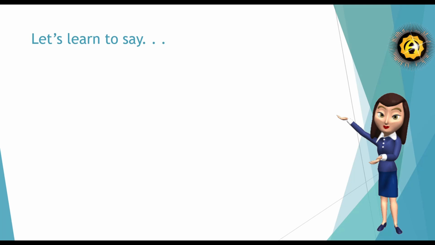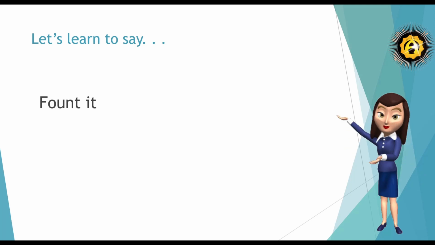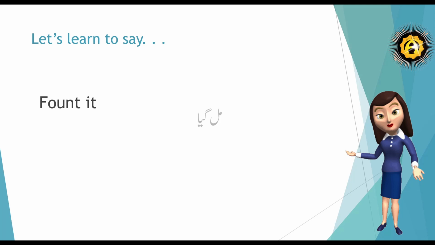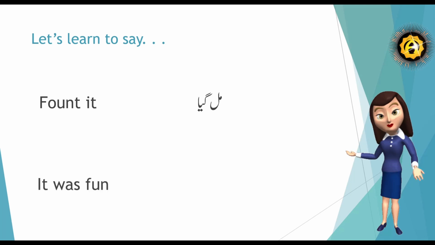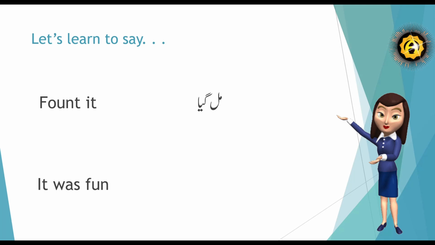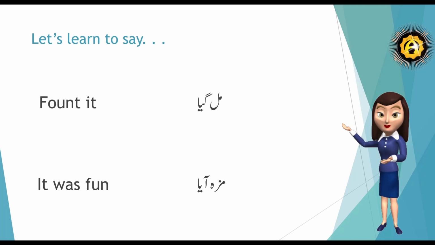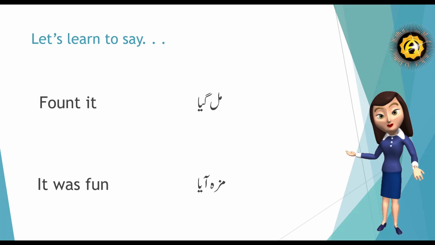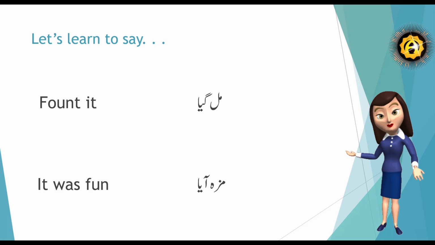Okay, now let's learn to say some vocabulary words. Let's learn to say found it in Urdu. In English, we say found it, and in Urdu, it is mil gaya, mil gaya. Then in English, we say it was fun. And in Urdu, it is maza aaya, maza aaya. It was fun, maza aaya.